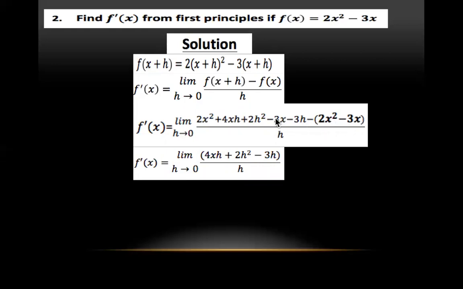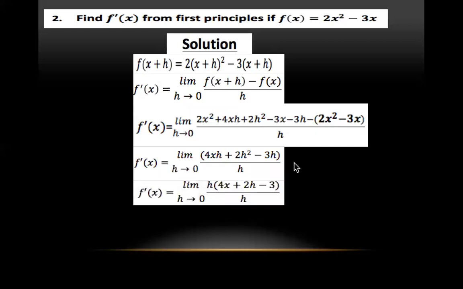Now, positive 3x plus negative 3x or negative 3x plus positive 3x will give us 0. Then what else? The rest of them have h. So we have to move to the next level. So we will take 4xh and take 2h squared and take minus 3h. So we have 4xh plus 2h squared minus 3h all divided by h in the formula.